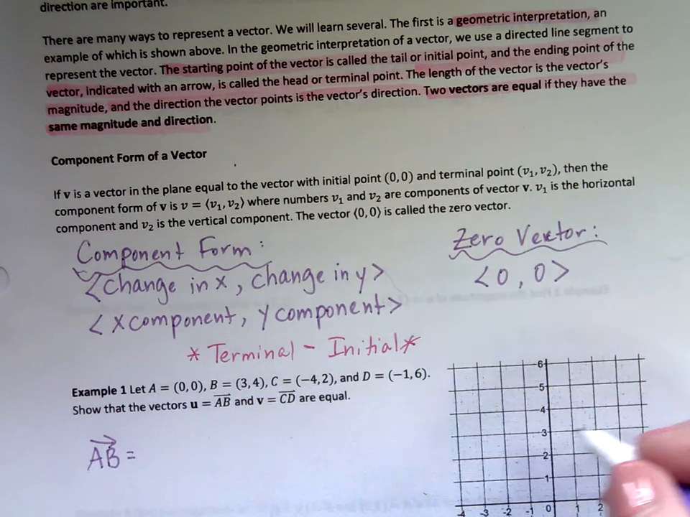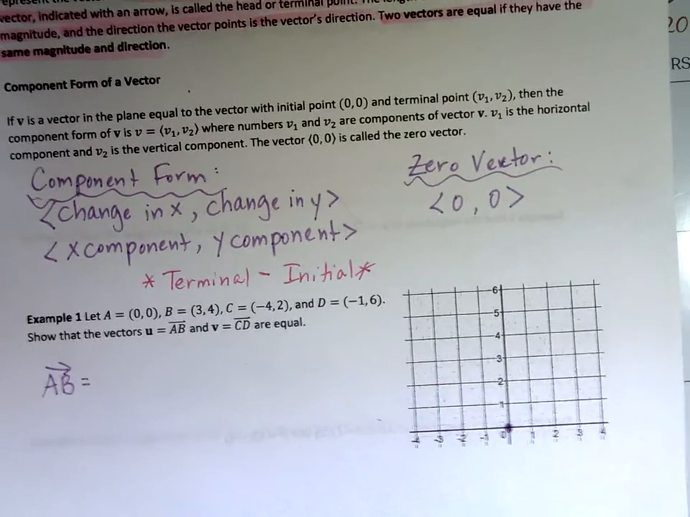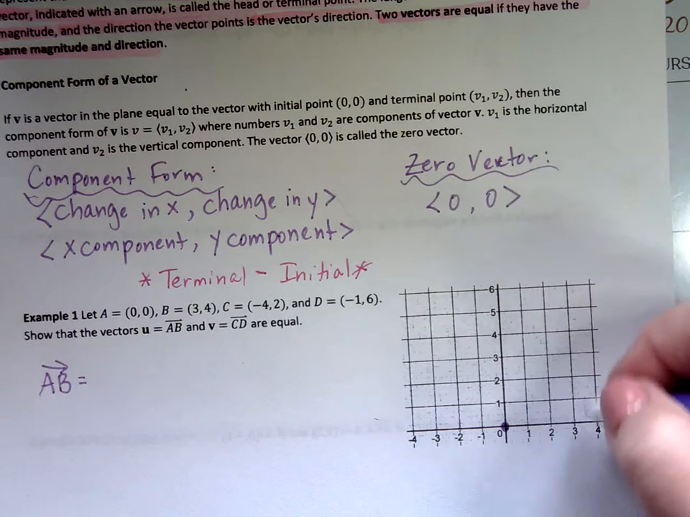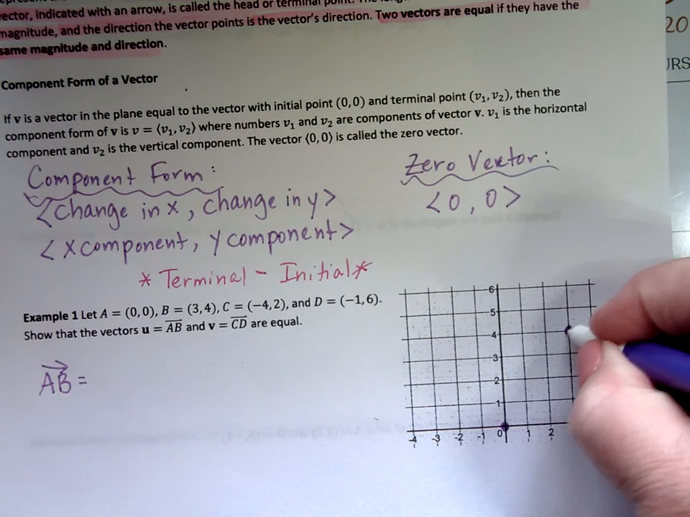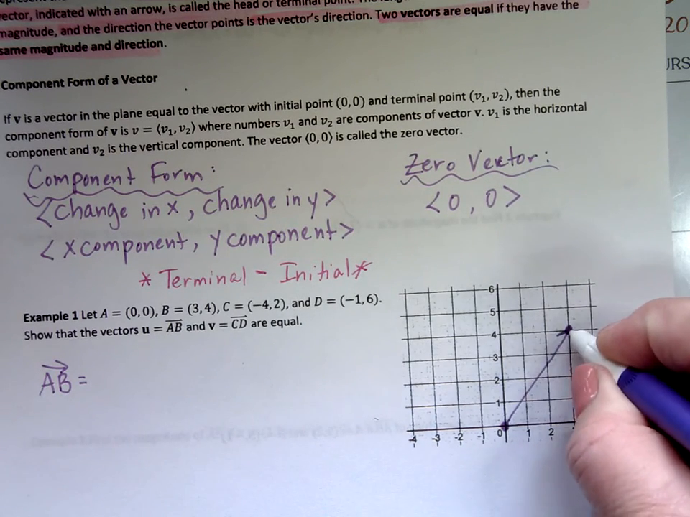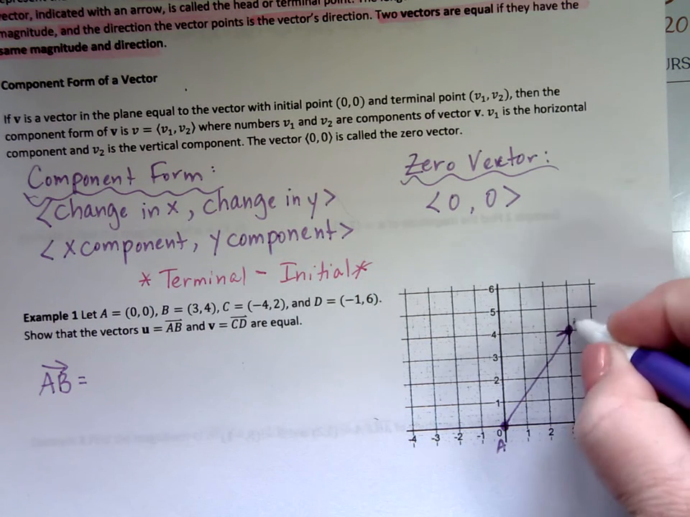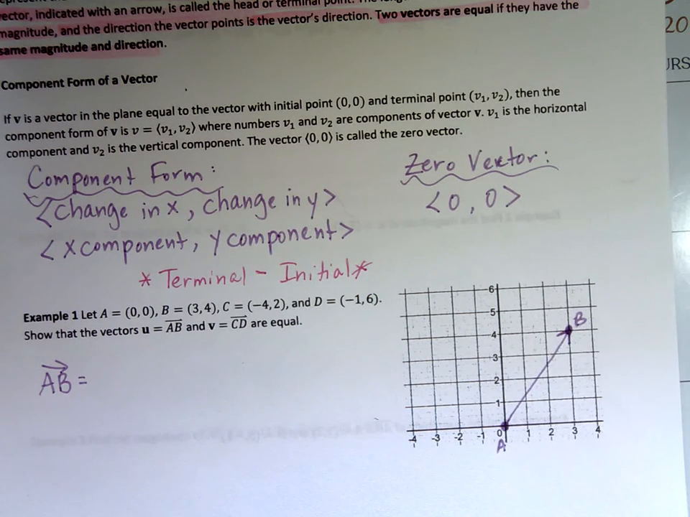Here's what it looks like, by the way. A is at (0, 0) if I were to graph it, and B is at (3, 4). Here it is. If I were to draw that vector, it goes like this. It has direction, so I'm going to put an arrow with it. This is point A, this is point B. All right, we'll just deal with him first.